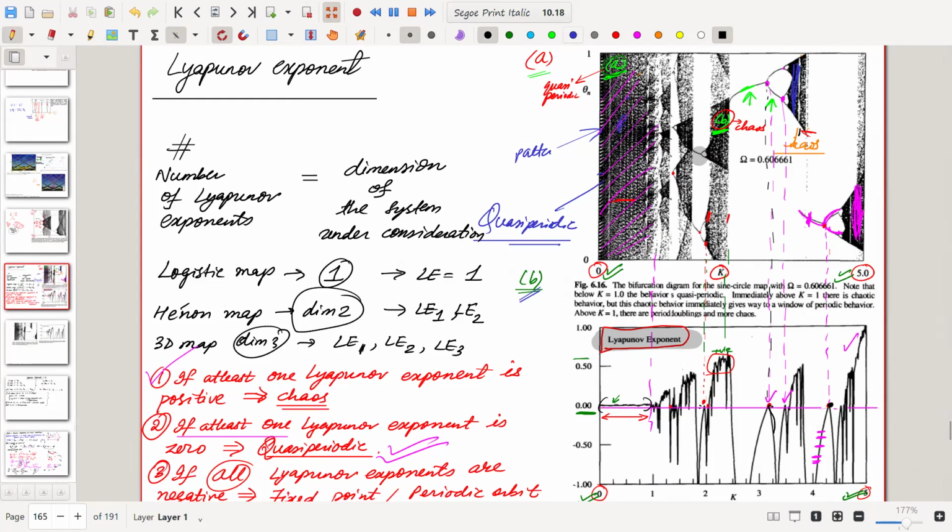Observe this point. Observe this point here. What is the bifurcation here? Period doubling, right? Can you see this here?